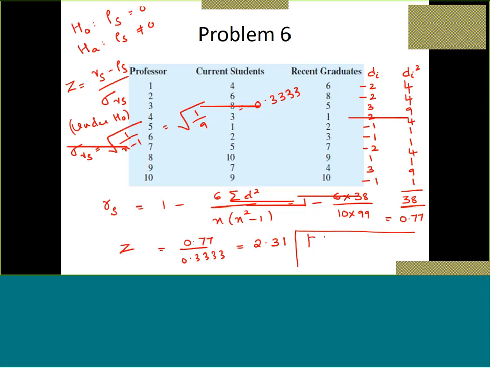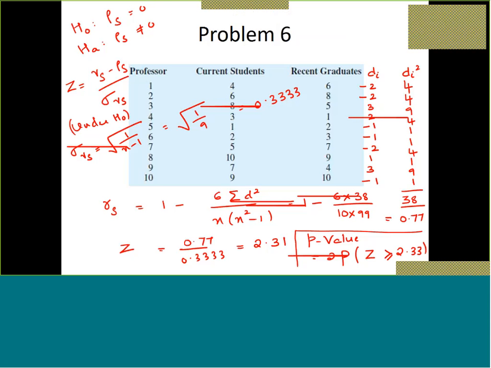So the p-value is, for a two-tail test, twice the probability of Z. I am calculating for the upper tail, Z greater than or equal to 2.33. That's it. So if the p-value is less than alpha, we reject H naught. If the p-value is greater than alpha, we fail to reject H naught.